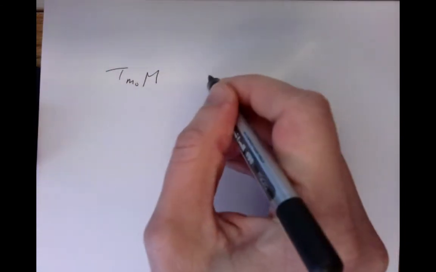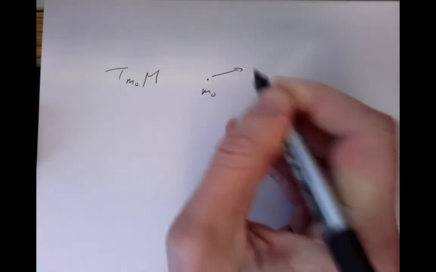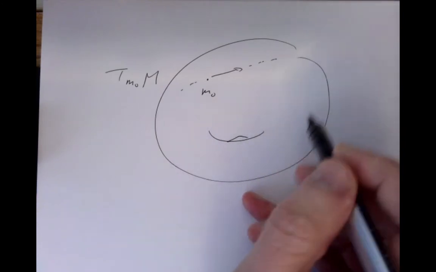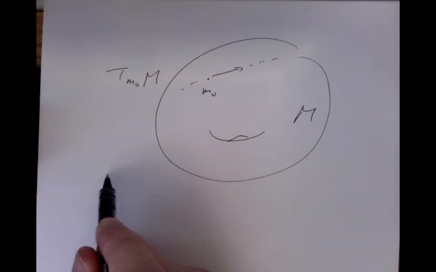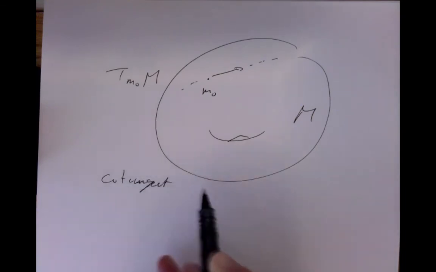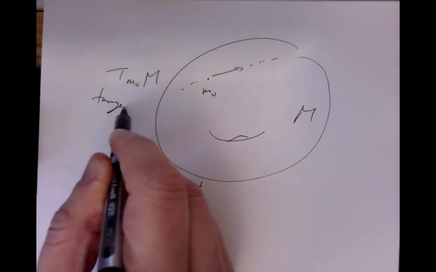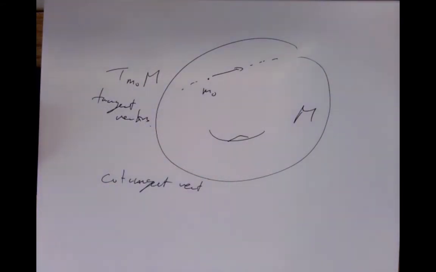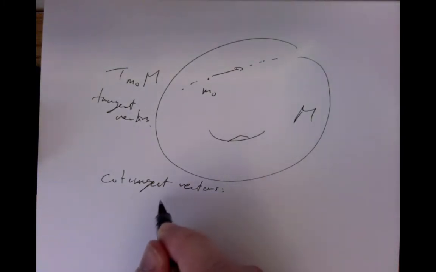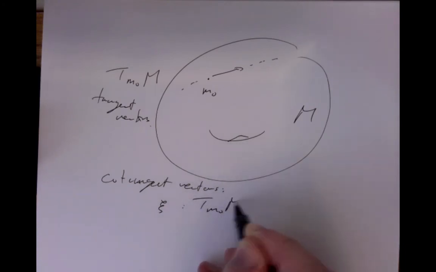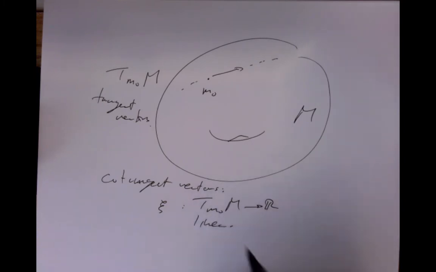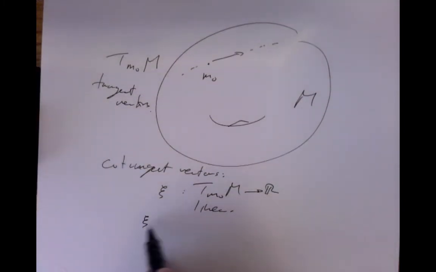Recall that the tangent space at a point of a manifold is the set of velocity vectors at that point, of velocities of moving particles flying through that point on some manifold M. So the cotangent vectors are the dual vectors. These are, of course, the tangent vectors, and the cotangent vectors are the dual vectors. They're linear maps taking tangent vectors to real numbers. In other words, they're just elements of the dual space to the tangent space.